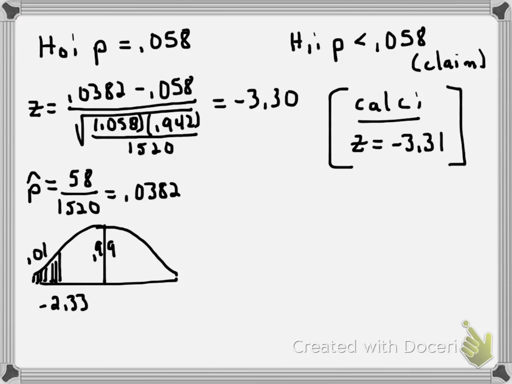The test statistic, negative 3.30 or negative 3.31, is to the left of the critical value, negative 2.33. So since the test statistic is within the critical region, we need to reject the null hypothesis. And now use your note sheet for the final wording. The claim is with H1, and we're rejecting the null hypothesis. So that means there is sufficient evidence to support the claim that P is less than 0.058.